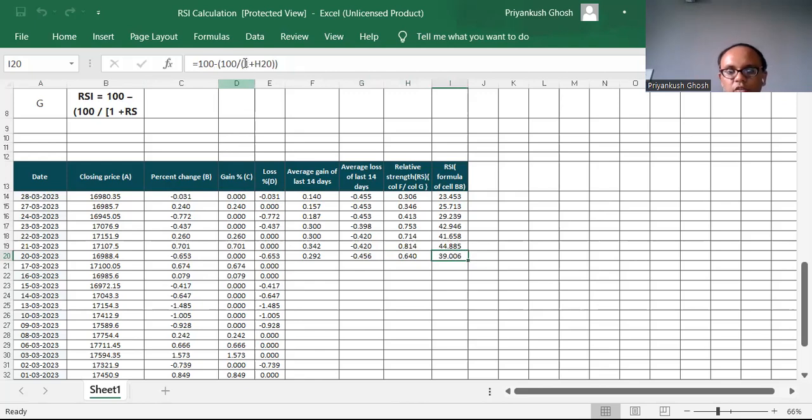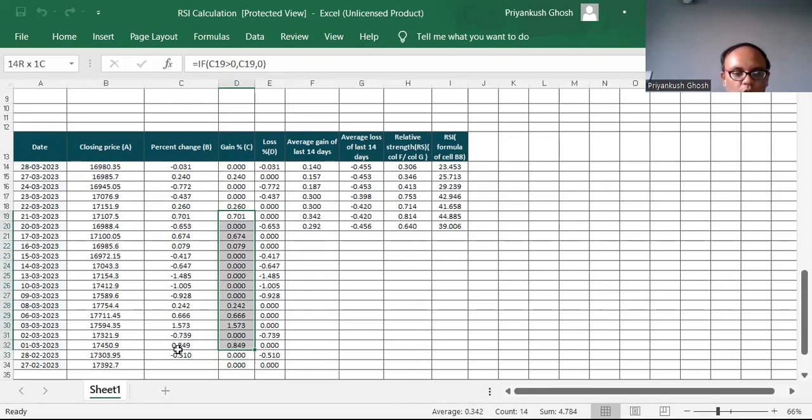Okay, so 1 plus 0.64 means 1.64, 100 divided by 1.64, 100 minus that. Correct. So it comes to 39.006. Okay, so it will keep going like this. What happens on 21st March? Now my average is D19 to D32. So the last day went, now my range is D19 to D32, right? So now this 28th of February data we do not have to consider because we are taking the last 14 days. Similarly here also, I19, E32. So same formula.